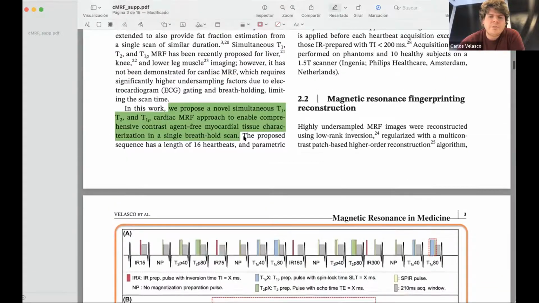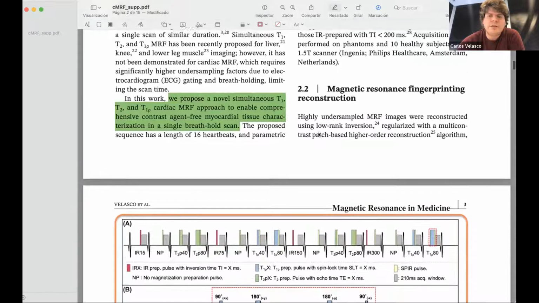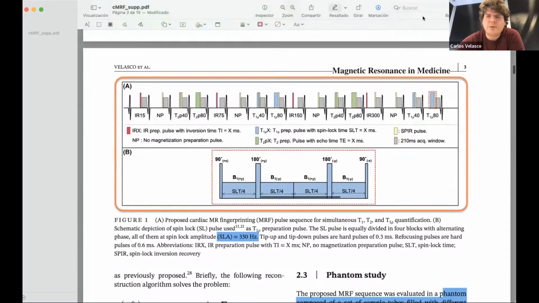So the approach follows the previous work on T1 and T2 MRF, and it would be similar. This would be the sequence. I will go very briefly over it. It is a 16 heartbeat sequence performed during just one breath hold, where we encode the magnetization in T1, T2, and also T1 rho. You can see here the color boxes. The red would be the inversion recovery pulses, the green the T2 magnetization preparation pulses, and we are now adding also, before some of the readouts, spin-lock pulses, which are these blue ones.